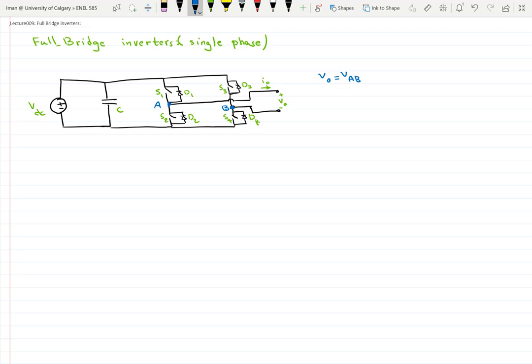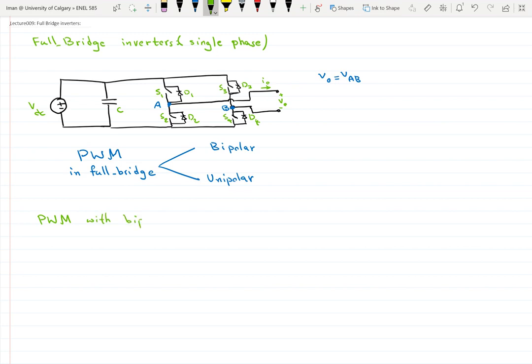Okay, so the PWM in full bridge can be done in two methods basically. One is bipolar and another is unipolar. Bipolar is very similar to what we explained in the half bridge. Its operation is very close to it. So let's first explain that. PWM with bipolar voltage switching.